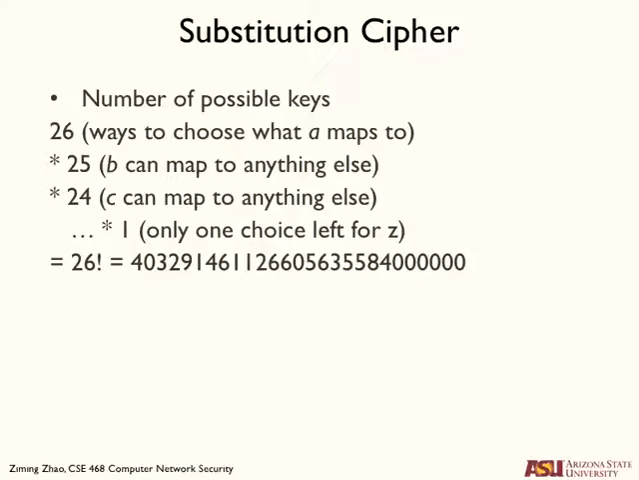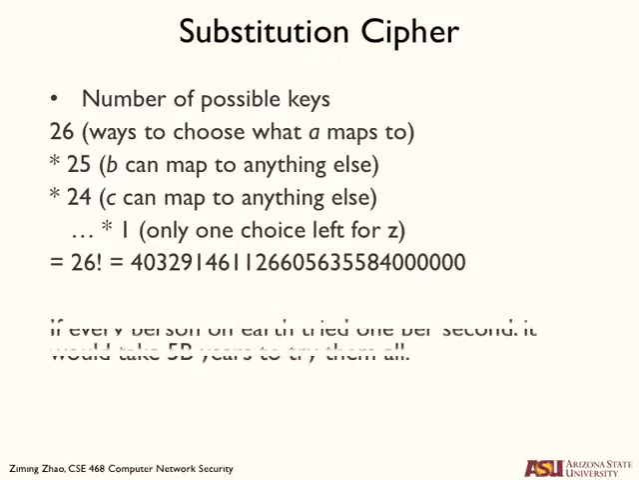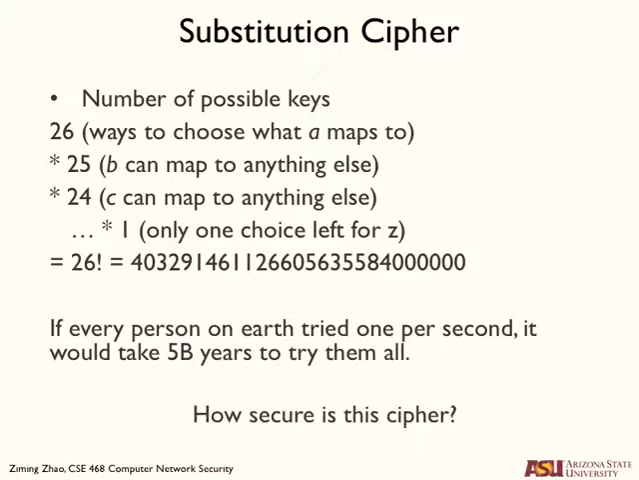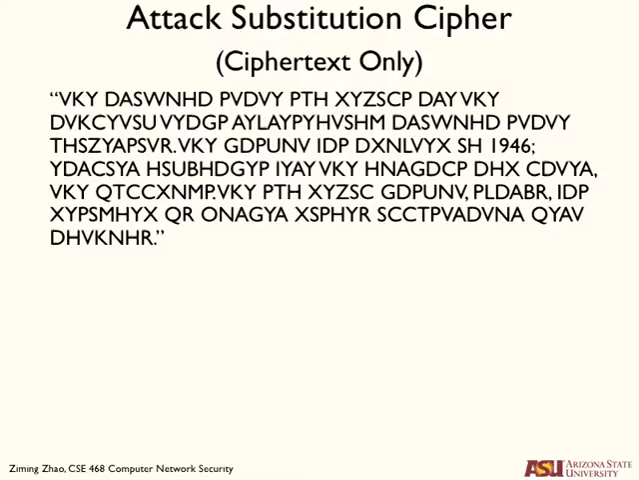So previously, when we attack Caesar cipher, we were trying to do a brute force attack. However, for this substitution cipher, if we still do a brute force attack, it will take a very, very long time. Actually, if every person on this planet tries one per second, it would take 5 billion years to try all those keys. So obviously, this is not a feasible way. But we're going to show that still, this algorithm is not secure.